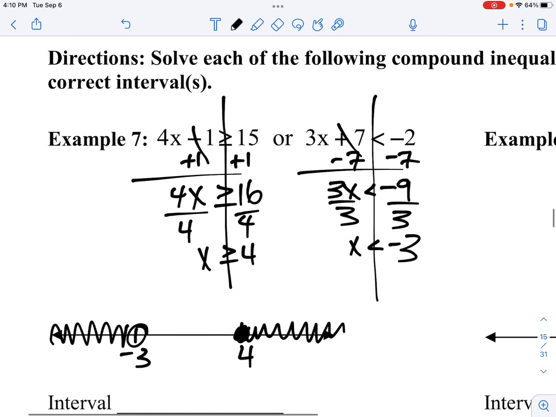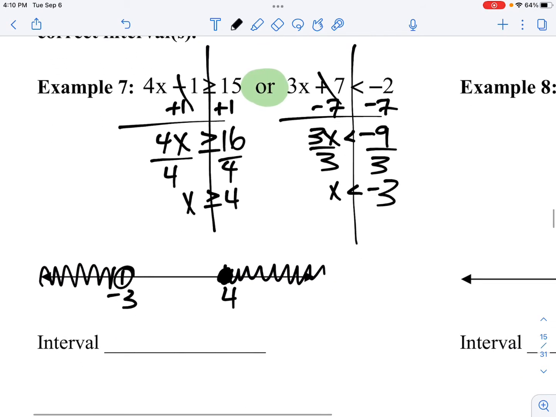And since it's an OR problem, remember we put this on our note cards. ORs are supposed to look like this. They're supposed to have 2 sections. So that one's good, so I don't have to worry about all reals or no solution.